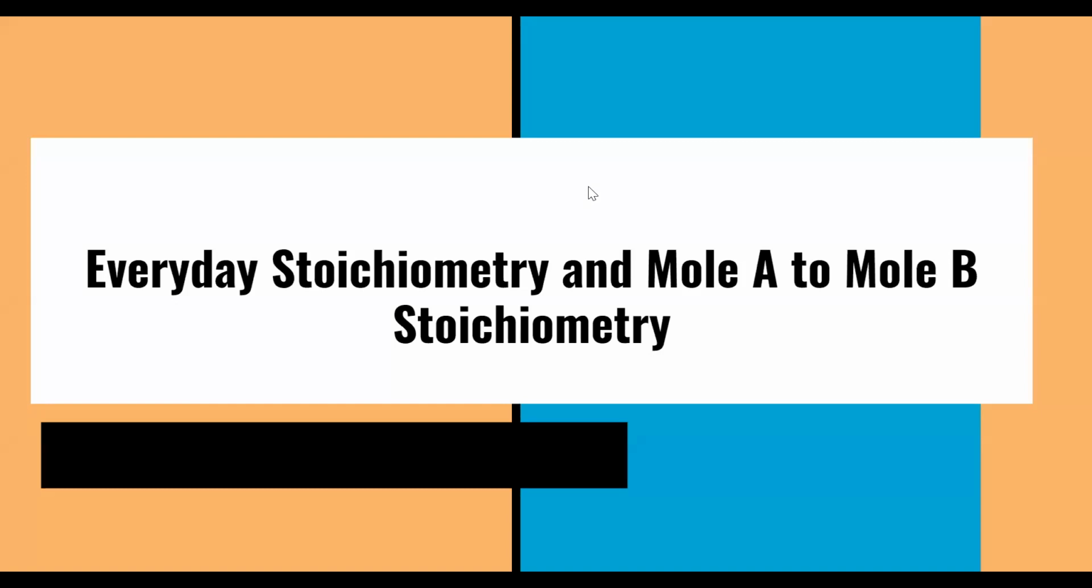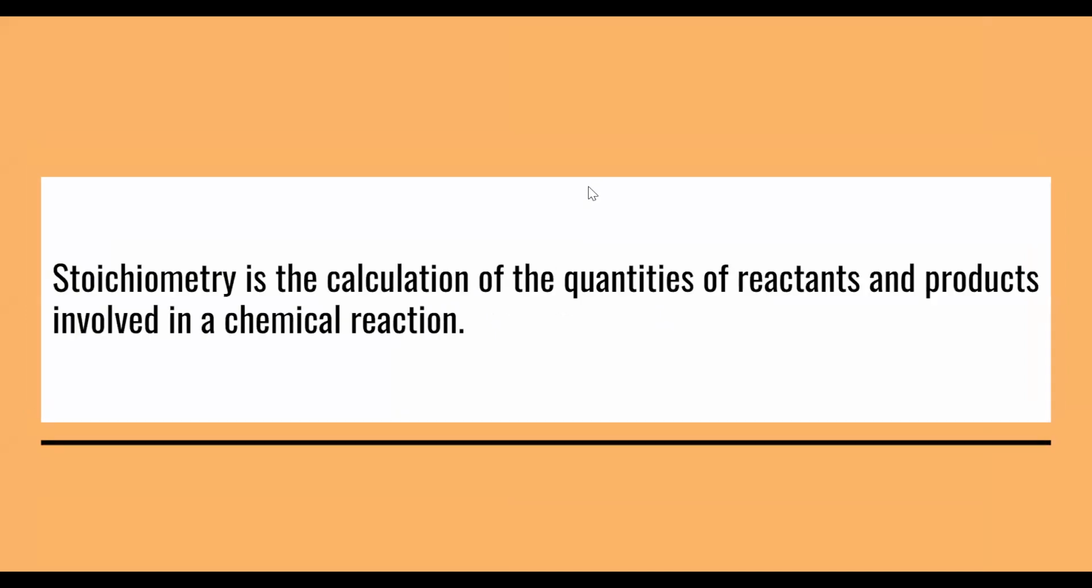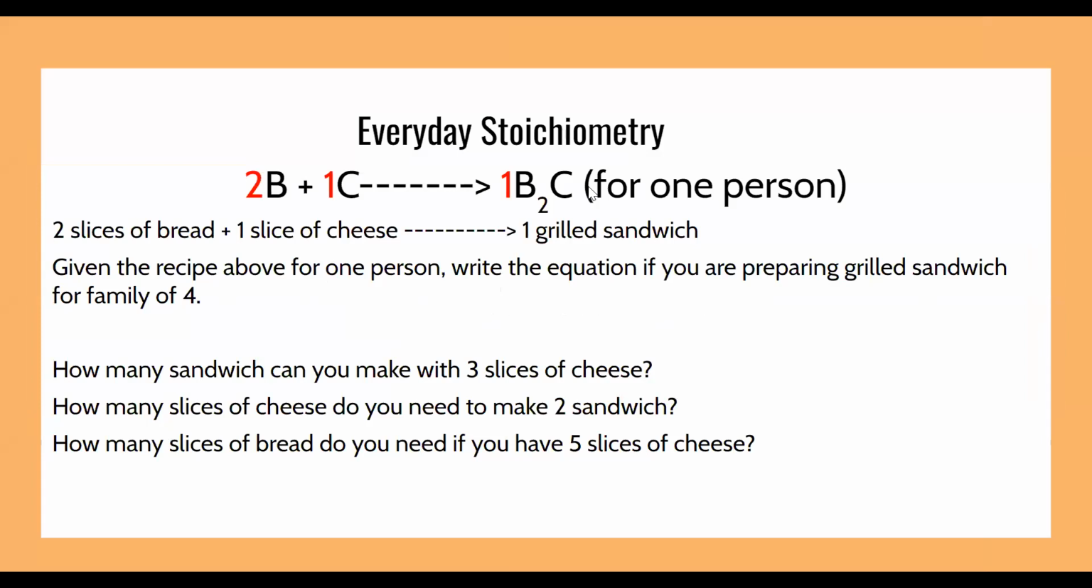This is everyday stoichiometry and mole A to mole B stoichiometry. What is stoichiometry? Stoichiometry is the calculation of the quantities of reactants and products involved in a chemical reaction. So let's look at everyday stoichiometry. We do this every day.